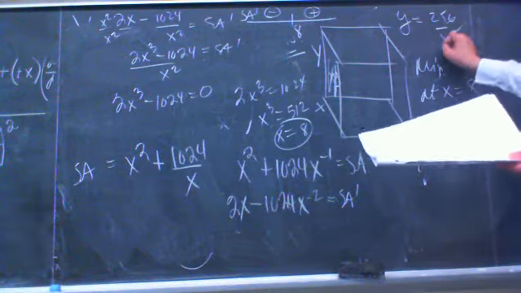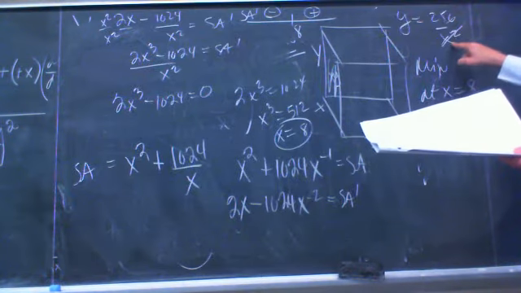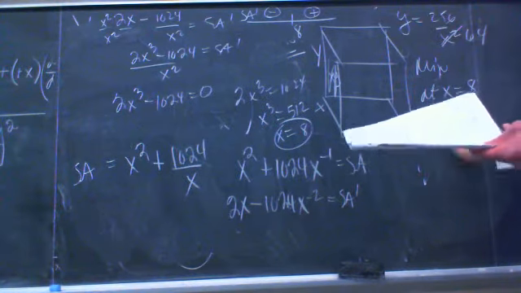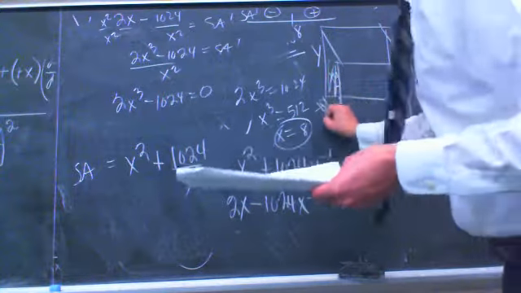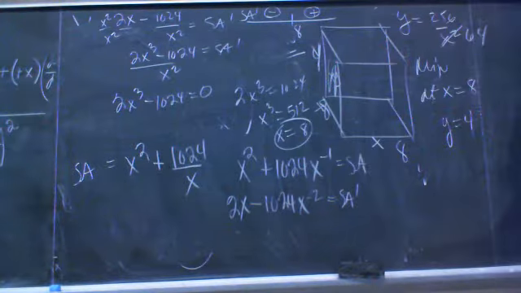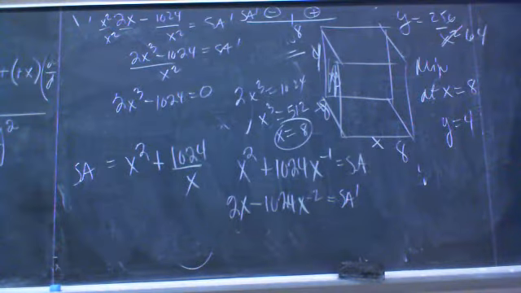8. What does y equal? Replace this with 8 squared is 64, and y equals, I believe, 4. So it's an 8 by 8 by 4 box. Those would be the dimensions to give that.